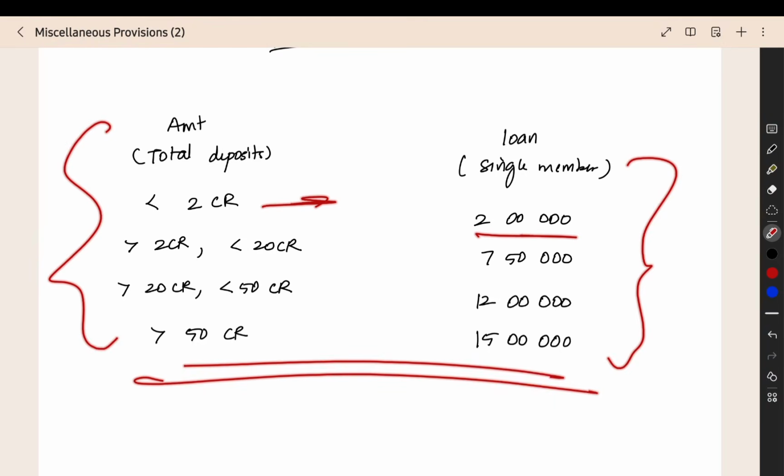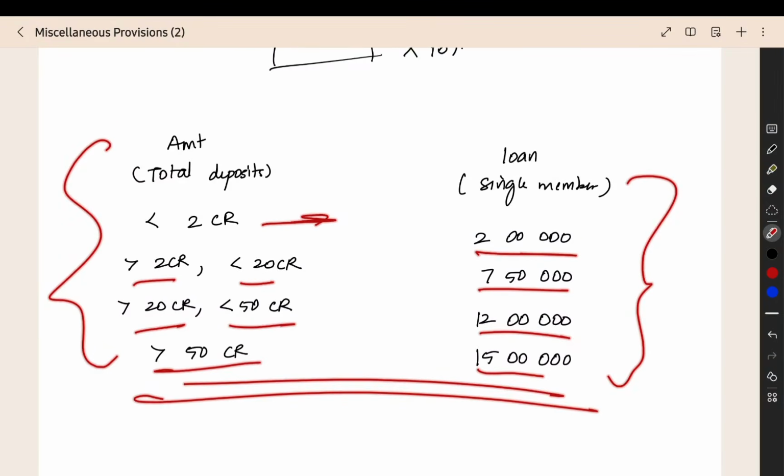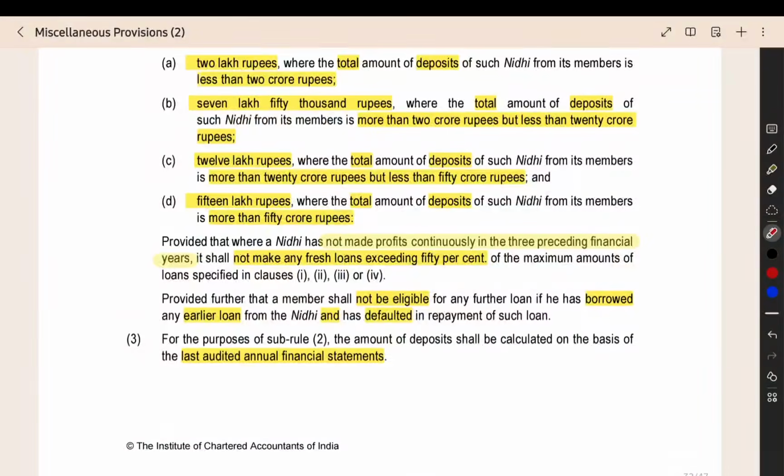Up to 2 crore, 2 lakh. 2 crore to 20 crore, 7 lakh 50,000. 20 crore to 50 crore, 12 lakh. More than 50 crore, 15 lakh. So this is the total loan that can be given to a single member.